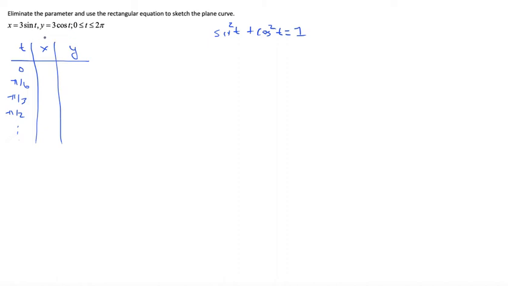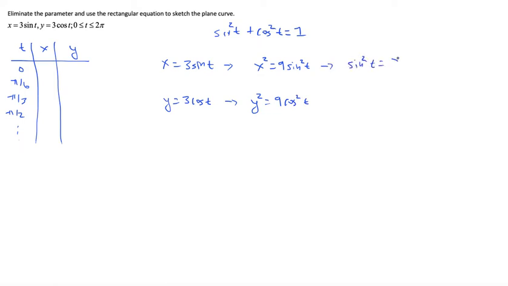We know that x is equal to 3 sine of t and y is equal to 3 cosine of t. So let's square these. Remember, we can square both sides, which is legal. So we get x squared is equal to 9 sine squared of t, and similarly y squared is equal to 9 cosine squared of t. When we solve this, sine squared of t is x squared over 9, and cosine squared of t is y squared over 9.